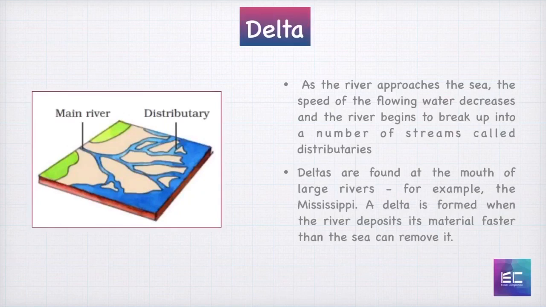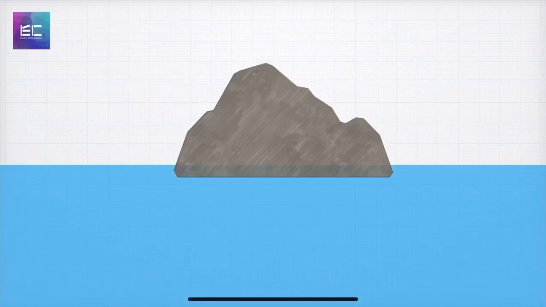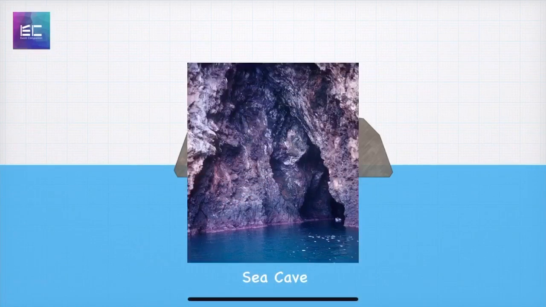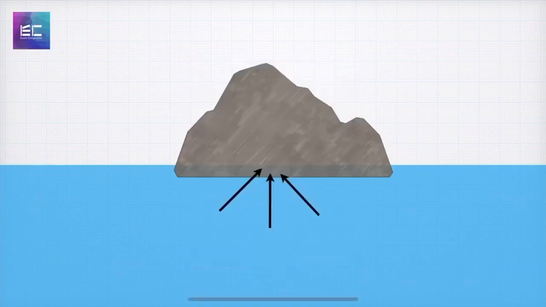Next, we will study about the work of sea waves. So say there is a rock in the river and the waves of the sea keep applying pressure on the rock. So what happens? Cracks develop, right? With time, these cracks become larger and wider, and thus hollow-like caves are formed on the rocks. Hence, sea caves are formed. Now, the waves of the sea keep applying pressure on the cave. So eventually, only the roof of the cave remains, thus forming sea arches, a kind of hole in the rock.